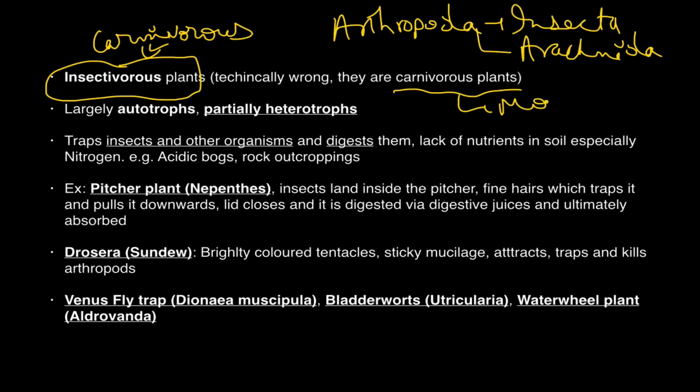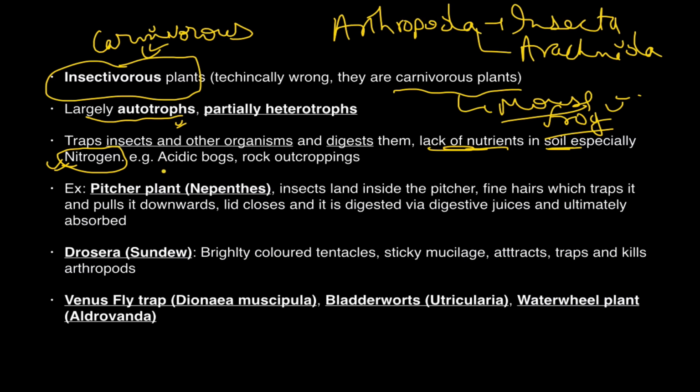They can eat mouse also, they can eat frog also, they can eat any organism which is small enough and falls into their trap. Largely they are autotrophs, but because of certain conditions, they grow in lack of nutrients in soil, especially the nitrogen is deficient, extremely critical. Please remember, they can ask this.